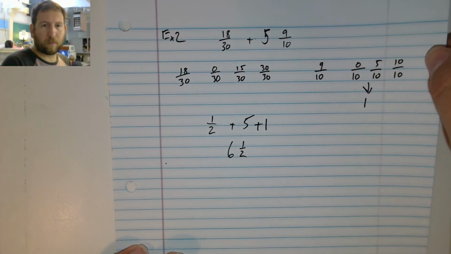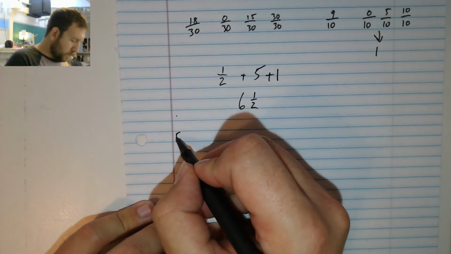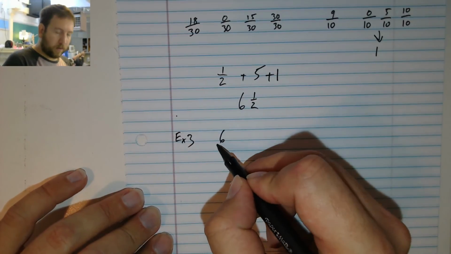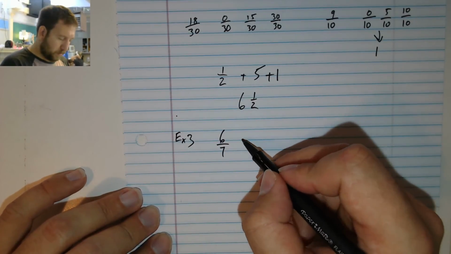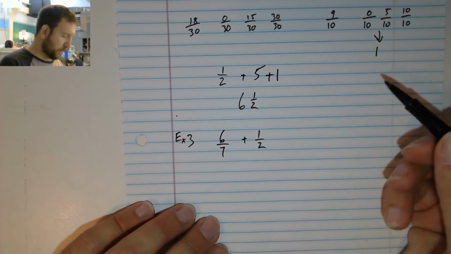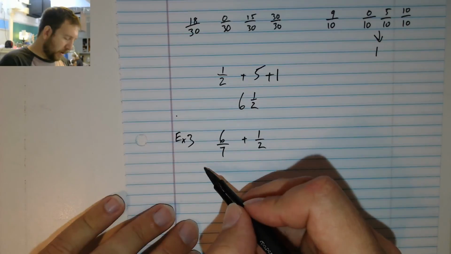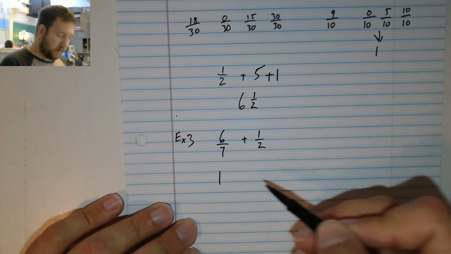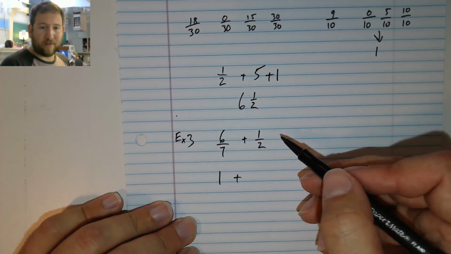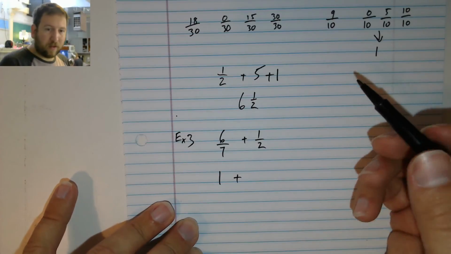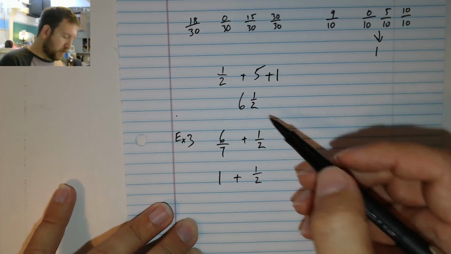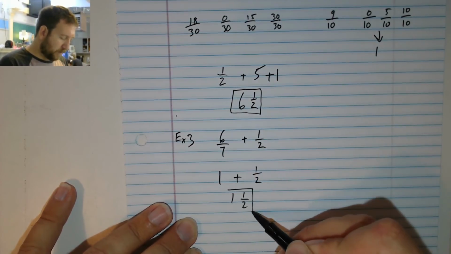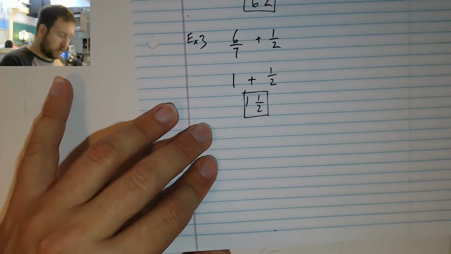Okay. Next, let's do another one. Estimate this sum: 6/7 plus 1/2. Alright, 6/7. We can take a look at it. I can estimate this is almost up to 7, so I'm going to go with this one as being a 1. And my 1/2 is kind of easy because that is already estimated. So I've got 1 plus 1/2. So my answer, oops, I forgot to box this one up there too, is 1.5.